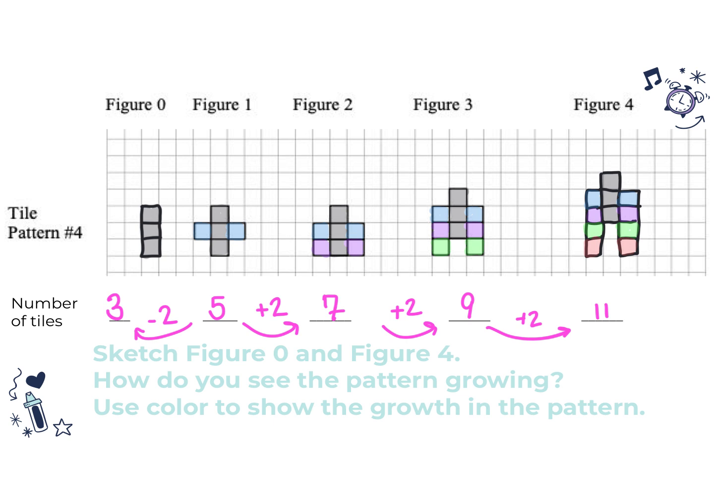And then going backwards from figure 1 to figure 0, I would need to subtract 2 to get a total of 3 for figure 0. So my growth, I sketched the patterns, my growth is plus 2 this time. Different, nice to be different.